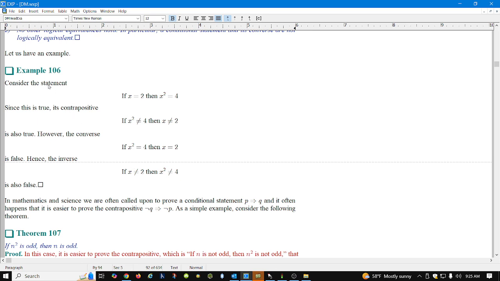Okay. Here's another example. If x equals 2, then x squared equals 4. Since this is true, so is the contrapositive. If x squared is not equal to 4, x cannot be equal to 2. After all, if x were equal to 2, then x squared would be equal to 4. The converse, however, if x squared equals 4, then x equals 2, is false, because x could be negative 2. And here's the inverse.